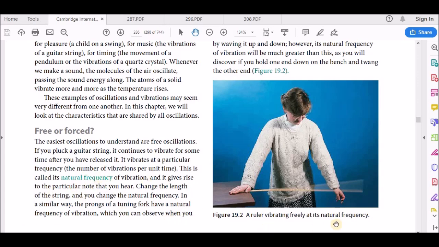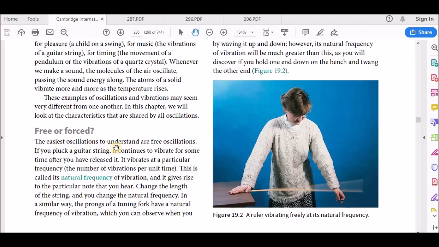I already explained that. Once she pulls this down and releases it, it will naturally oscillate up and down at a certain frequency. That is what we call the natural frequency. Again, you can see this word is in green bold letters, which means you have to know the meaning of this word, and you should be able to write it if they ask you to write the meaning in paper 4. So this is called a natural frequency of vibration.